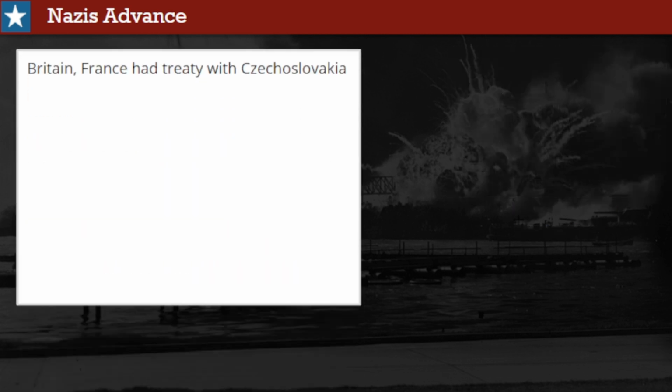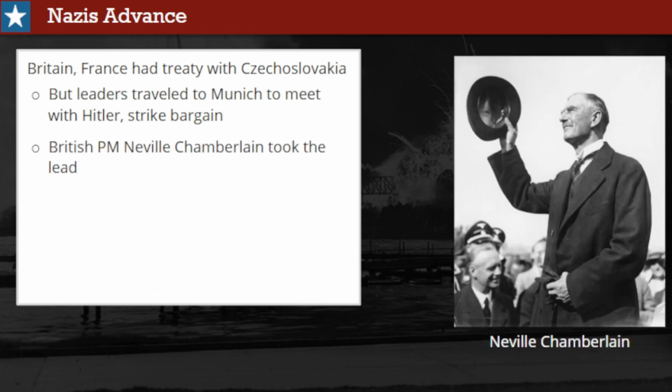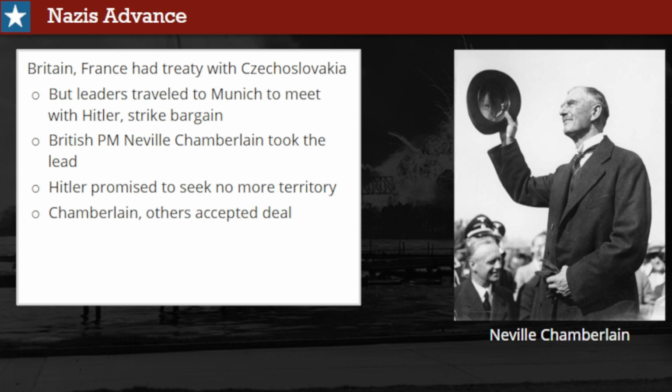Both Britain and France had a treaty with Czechoslovakia that promised to defend it if it were invaded. The Czechs were willing to fight to protect their territory, but the leaders of Britain and France traveled to Munich, Germany in September 1938 to meet with Hitler in person. They still hoped to avoid a war by striking a grand bargain with the Nazis. In Munich, British Prime Minister Neville Chamberlain took the lead in negotiating with Hitler. Hitler promised that if Germany could have the Sudetenland, he would leave the rest of Czechoslovakia alone and seek no more territory in Europe. Chamberlain and the other negotiators accepted the deal.